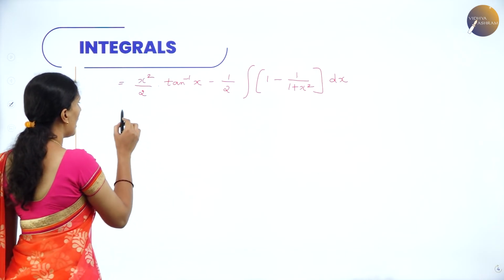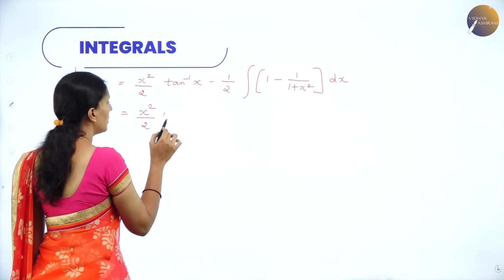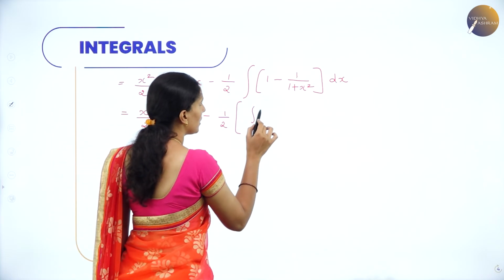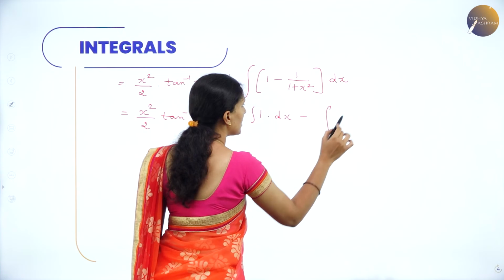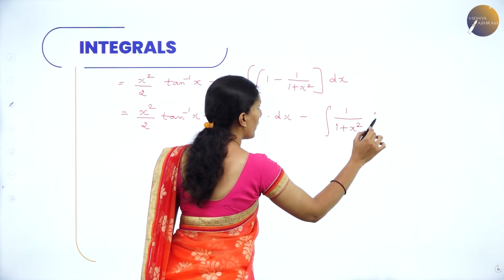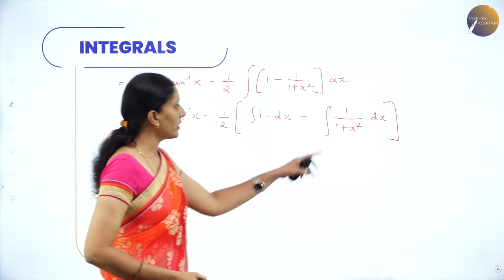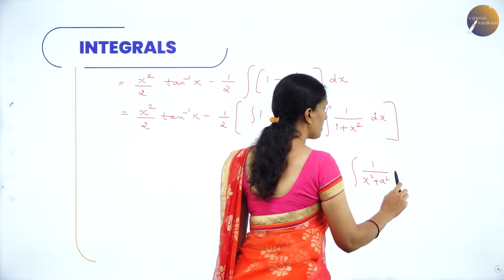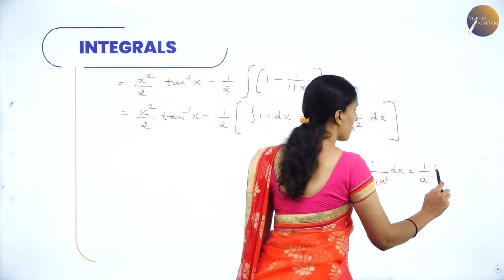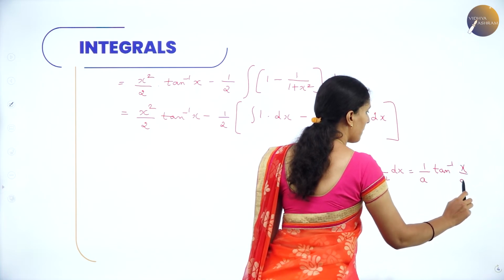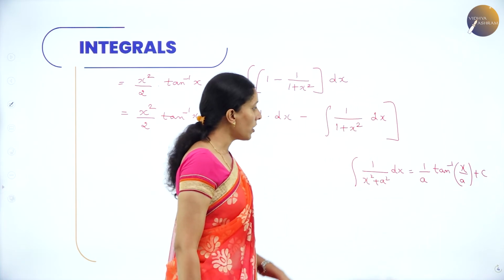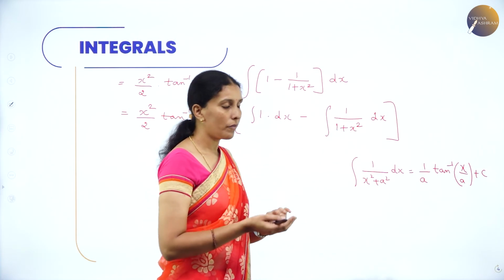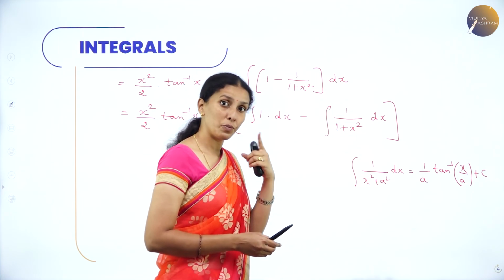Now let us apply the integral. So x square by 2 tan inverse x, we have half outside. So into, so we have integral of 1 into dx minus integral of 1 over 1 plus x square into dx. So now what is the integral of the form 1 over x square plus a square with respect to dx? It is 1 by a tan inverse x by a plus c, correct? Or you know that derivative of tan inverse x is 1 divided by 1 plus x square. So obviously integral of 1 by 1 plus x square has to be tan inverse x.